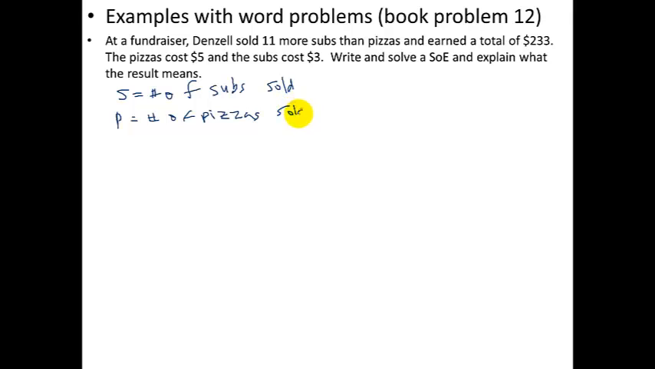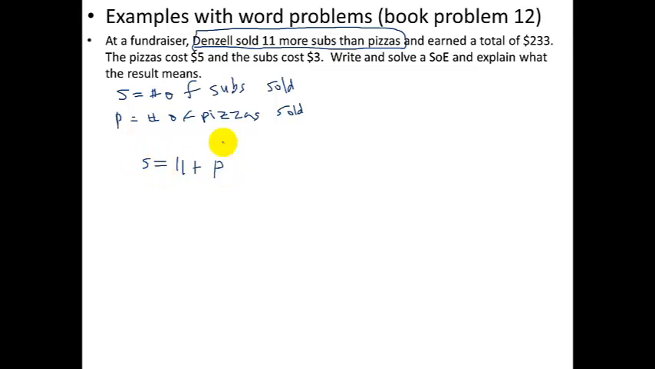And I know it's really annoying, especially when you're doing your homework, to write down what your variable is standing for, but it's actually quite important, and it makes translating the sentences into equations much, much easier. So I highly, highly recommend that you actually do this. So once I've done that, I can say my first sentence. Denzel sold 11 more subs than pizzas. So the number of subs equals 11 plus the number of pizzas. The number of subs was 11 more than the number of pizzas.